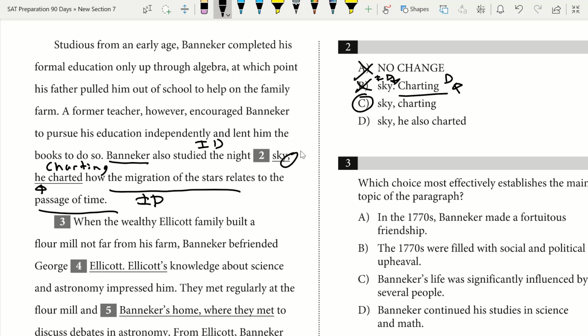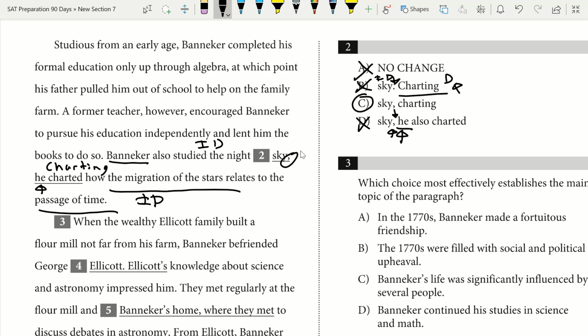D, comma, and he also charted once again. We have a subject here, we have a comma here, but we don't have a fanboy. Remember the fanboys: for, and, nor, but, or, yet, and so. We don't have any of those after that comma, so we can't connect 2 independent clauses like that. So we can get rid of D as well.